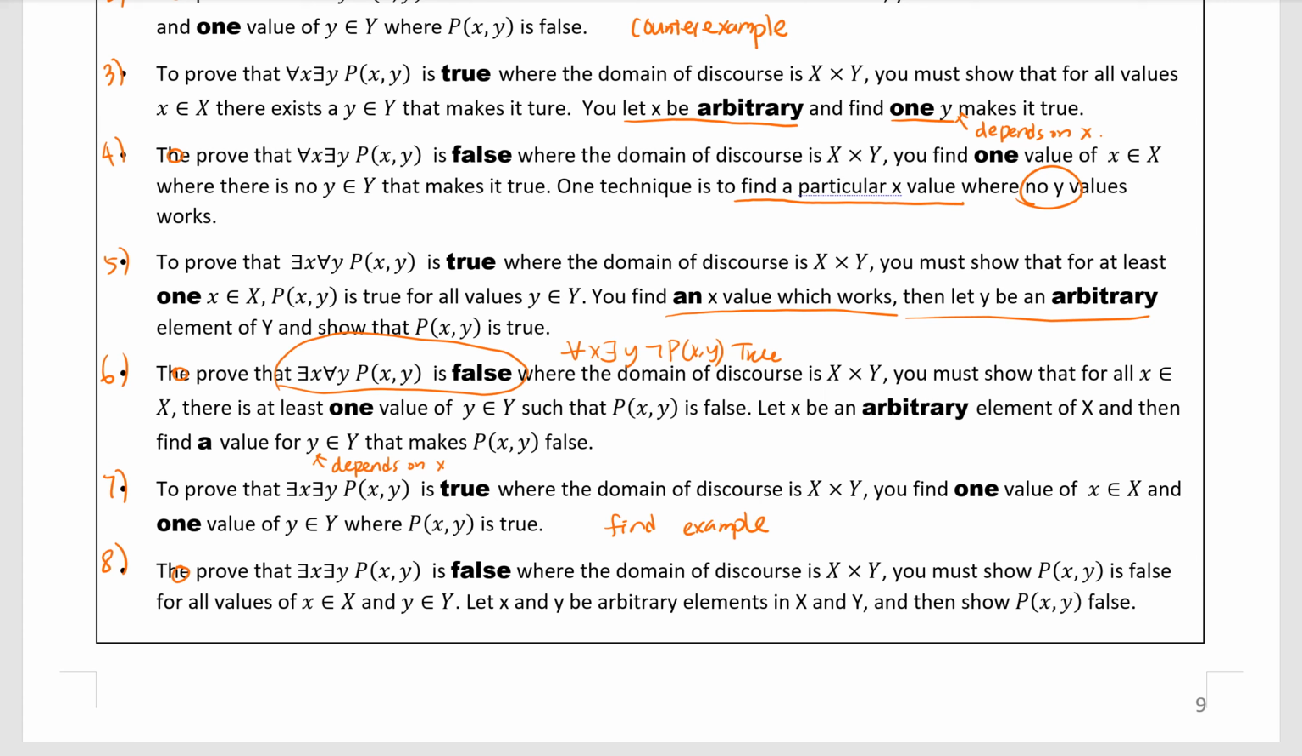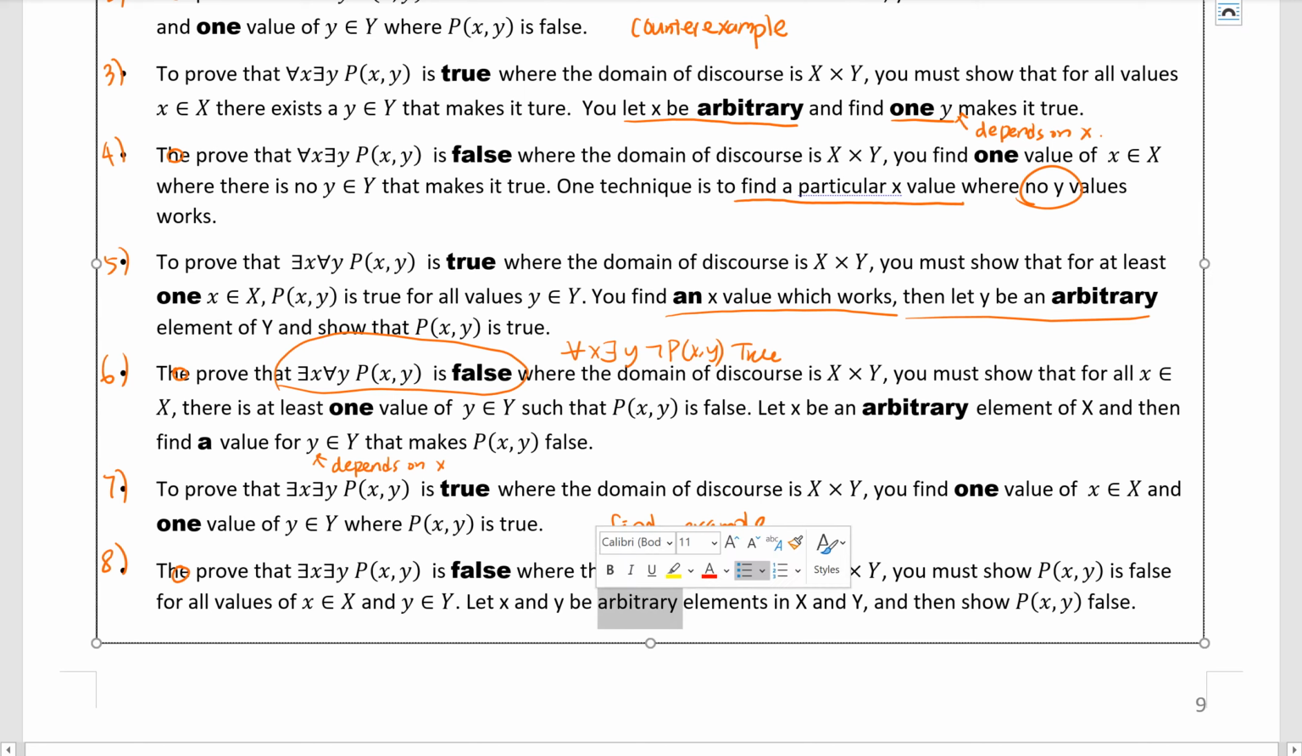Number 8, to prove that there is this x, there is this y, p of xy is false, where the domain of discourse is x Cartesian product with y. You must show that p of xy is false for all values of x and for all values of y. So we let x and y be arbitrary elements, and we want to show p of xy is false. Okay, yes, that is the 8 possibilities.